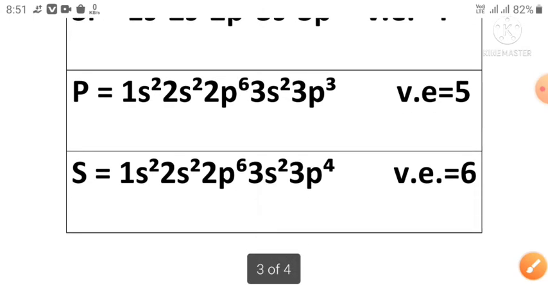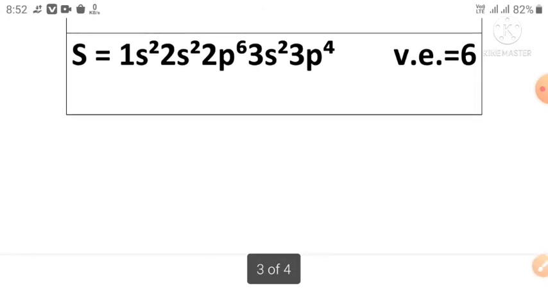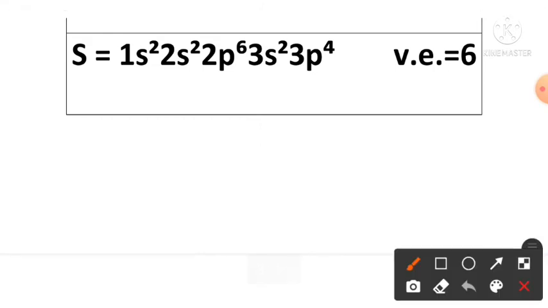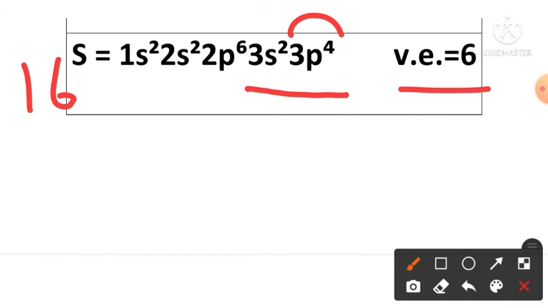Now see the next element, sulfur. We know that Z of sulfur is 16, so we write its electronic configuration: 1s2, 2s2, 2p6, 3s2, 3p4. We know its outermost shell of the sulfur is 3s2 and 3p4, and the number of electrons present in it is 2 and 4. So we calculate it, valence electron is 6.